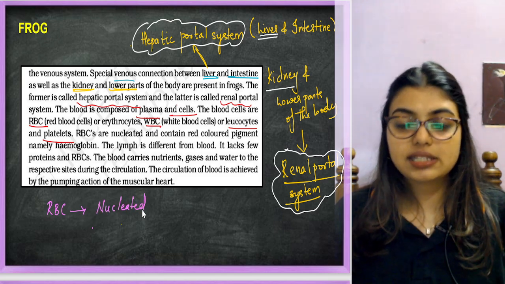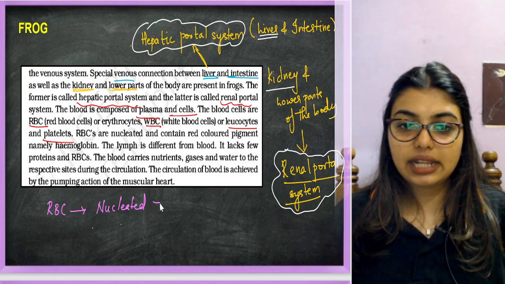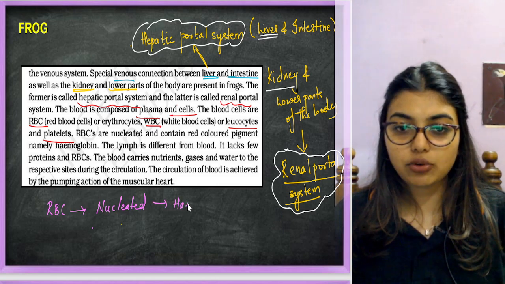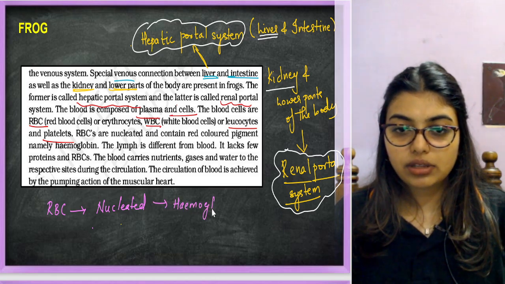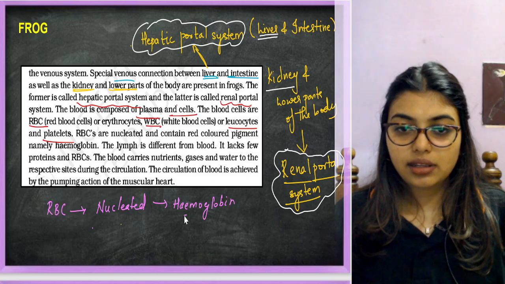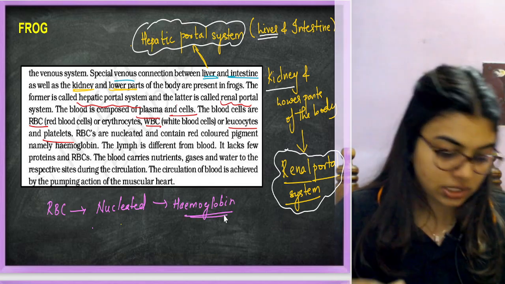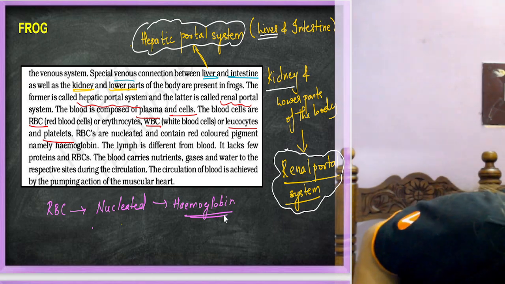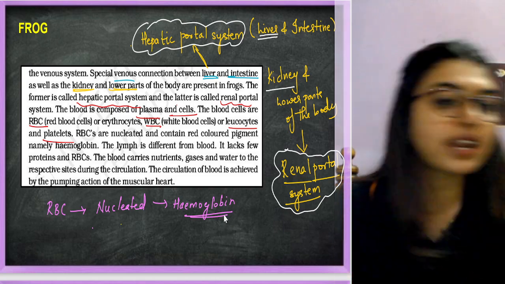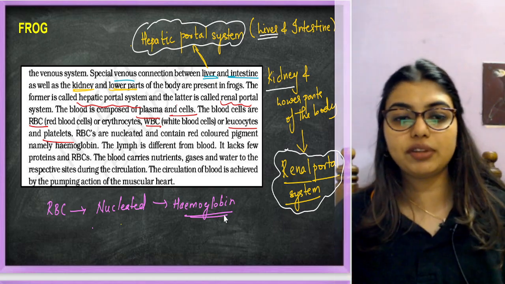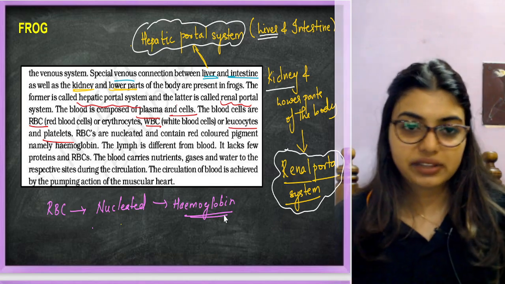Okay, RBCs are nucleated and contain a red pigment called hemoglobin. If you have ever seen a dead frog on the road, run over by some vehicle, you will notice that the frog's blood is red in color. That means they have hemoglobin, and that hemoglobin is giving them the red color.